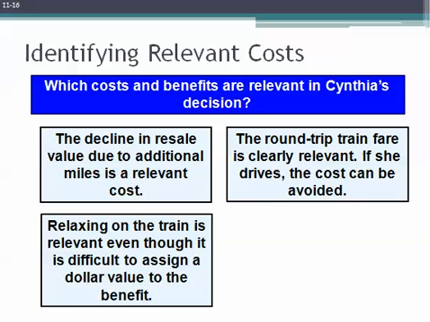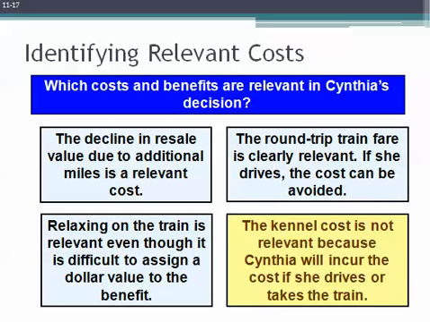The benefits of relaxing on the train, it's relevant even though it's difficult to assign a dollar value to the benefit of relaxing on the train. And then the kennel cost, putting our dog away, which I think is $40, is irrelevant because we're going to incur the kennel cost whether we drive or whether we take the train. That's a cost that does not differ between the two alternatives.